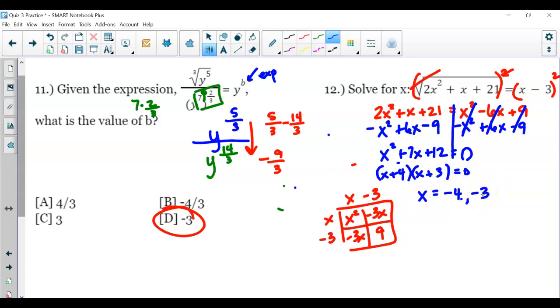So now make sure, before we say that this is my solution, I need to plug back in to check for extraneous solutions. Well, here if I've got x minus 3, what is negative 4, because that's our x, minus 3? Well, that's going to give you negative 7, which is a negative value. So here, negative 4 is not a solution. Then here, negative 3 minus 3. Well, that's going to give you negative 6. So negative 3 is also not a solution. So this is no solution.